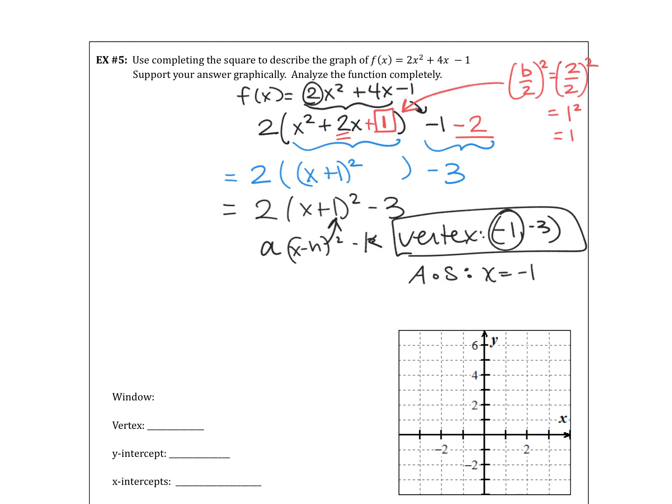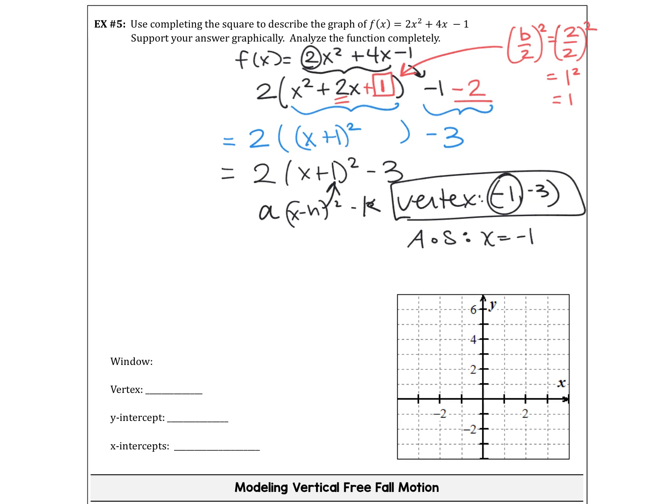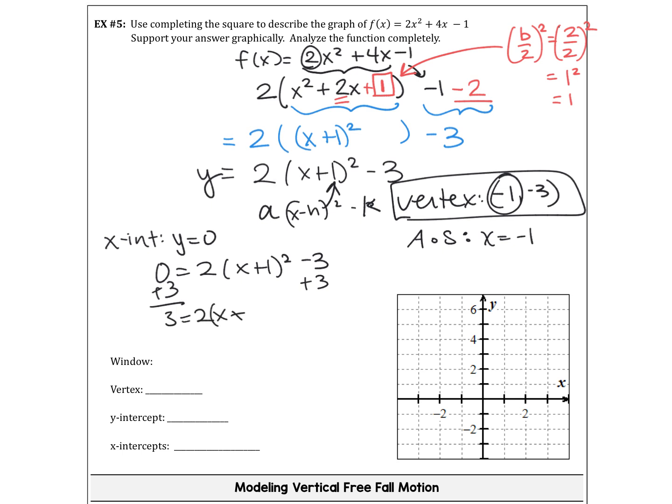We can also find the zeros or the roots, also known as x-intercepts, if I set this equal to 0, because remember, x-intercepts are when y equals 0. So if I say y equals all this, we can say 0 equals 2 times x plus 1 squared minus 3. Let's solve it. Add 3 to both sides. I get 3 equals 2 times x plus 1 squared. Divide both sides by 2. We get 3 over 2 equals x plus 1 squared.